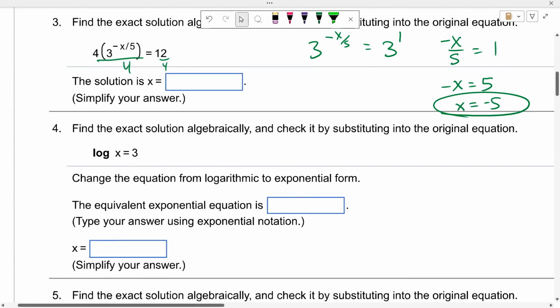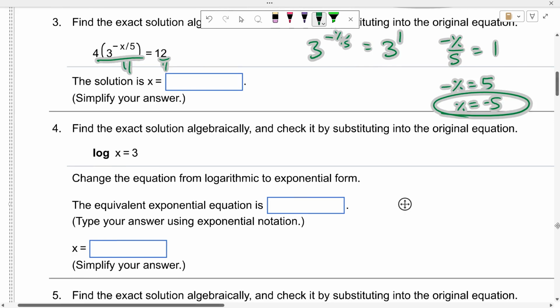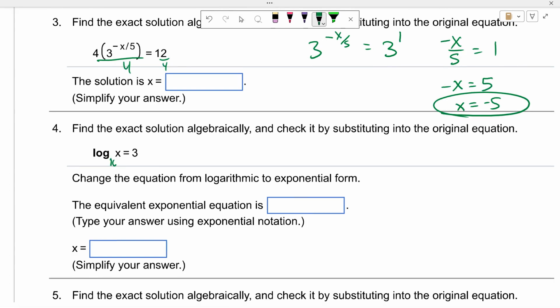Now, solving logarithmic equations, and we've done this already. This is base 10, right? So 10 to the third equals x. So x equals 1,000.